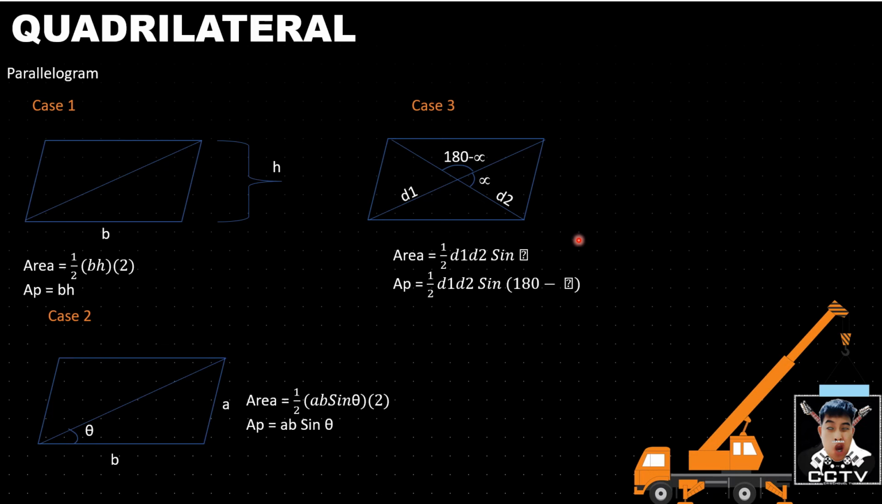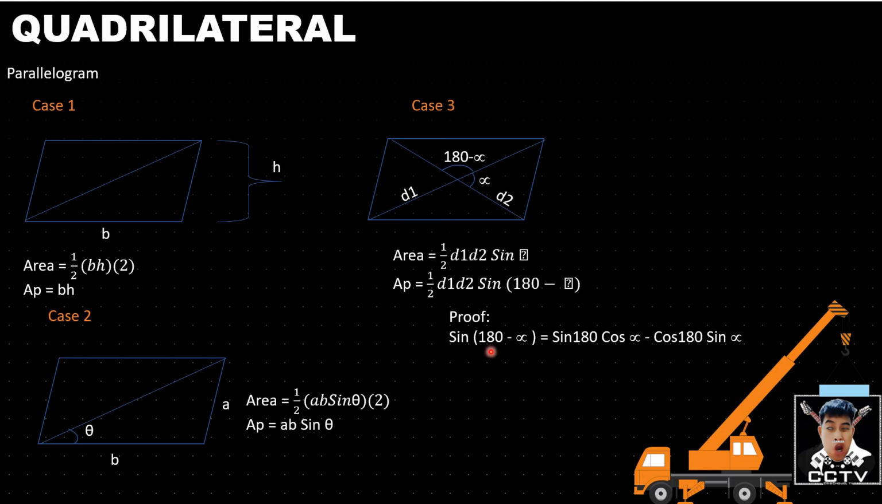That's alpha, alpha. This one is alpha, alpha. Times the two diagonals. And we have our proof here that the two are equal.